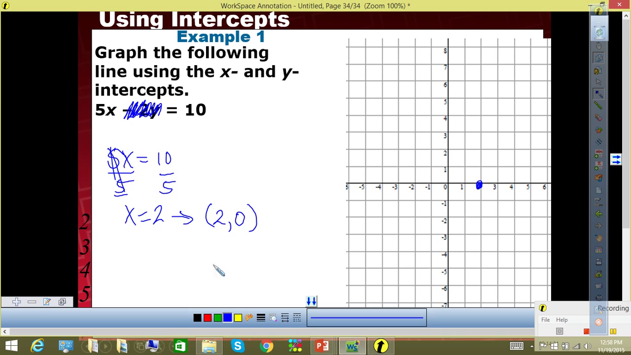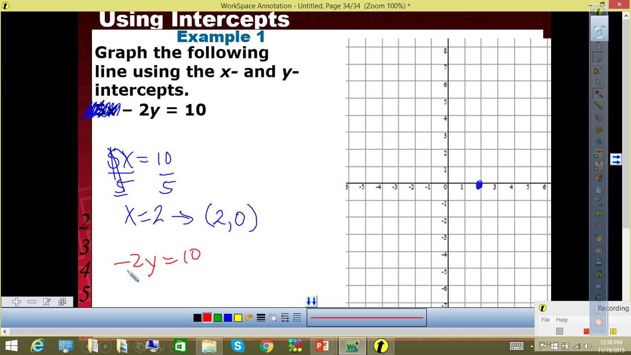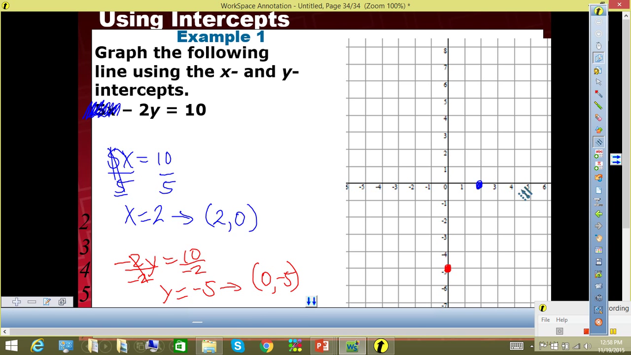Now, if my assistant was up there, I would ask him to cover up the other variable, but he's not. Just to save some time, I cover up the other variable. What do you guys see? Negative 2y equals 10. Therefore, divide by negative 2. y equals negative 5. Therefore, my y-intercept is 0, negative 5, and it goes right here. And then I graph my line.